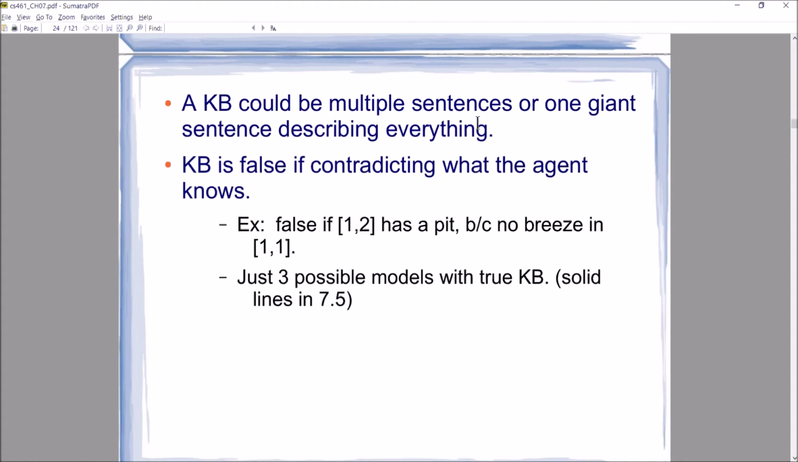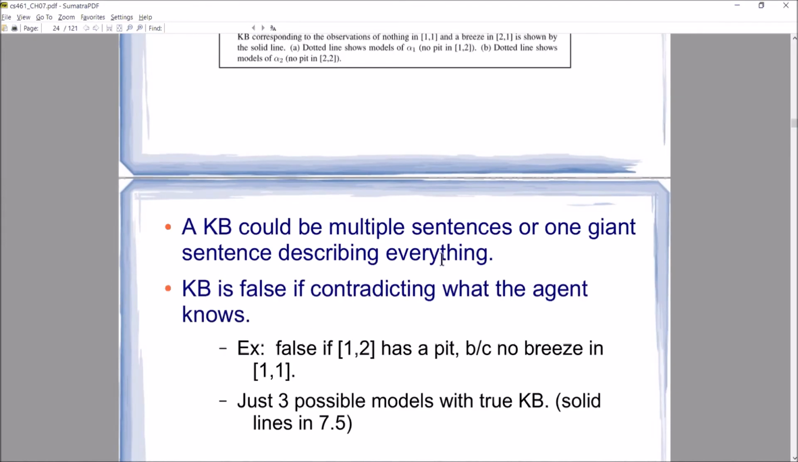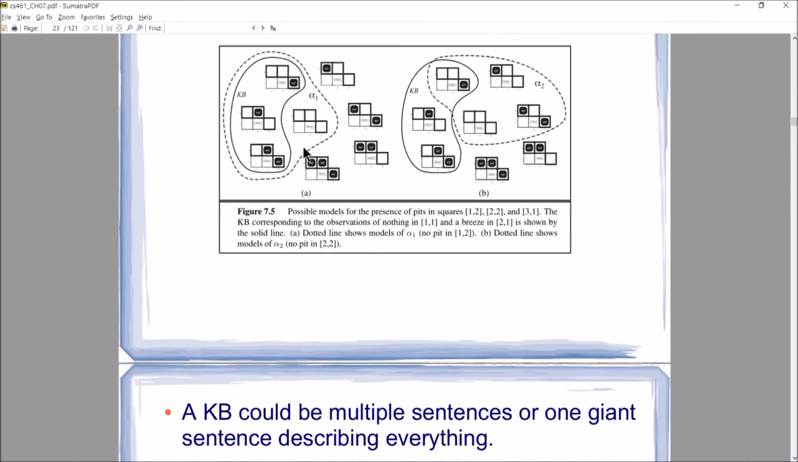Now, the knowledge base is false if it's in contradiction to what the agent knows, right? So, if 1,2 has a pit, we're going to have a false situation because there's no breeze in 1,1, right? No breeze in 1,1 means that there has to be no pit in 1,2, otherwise false, okay? So that left us with just the three possible models with the true knowledge base in our previous figure.